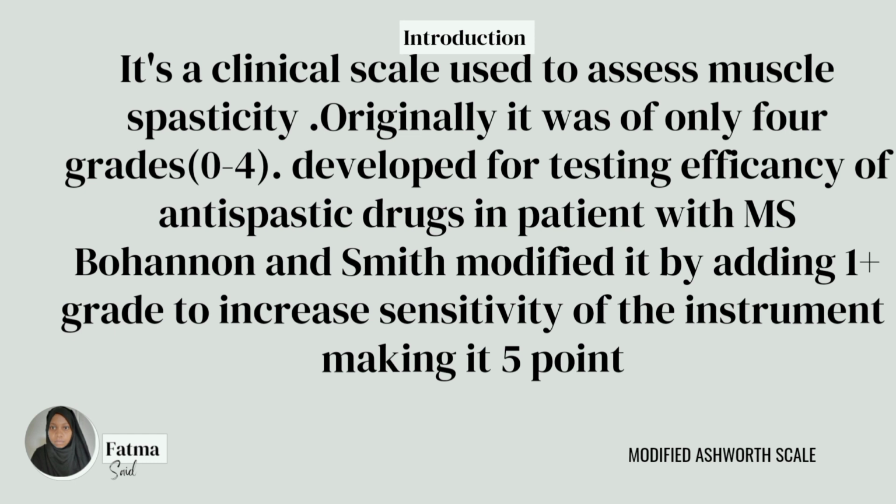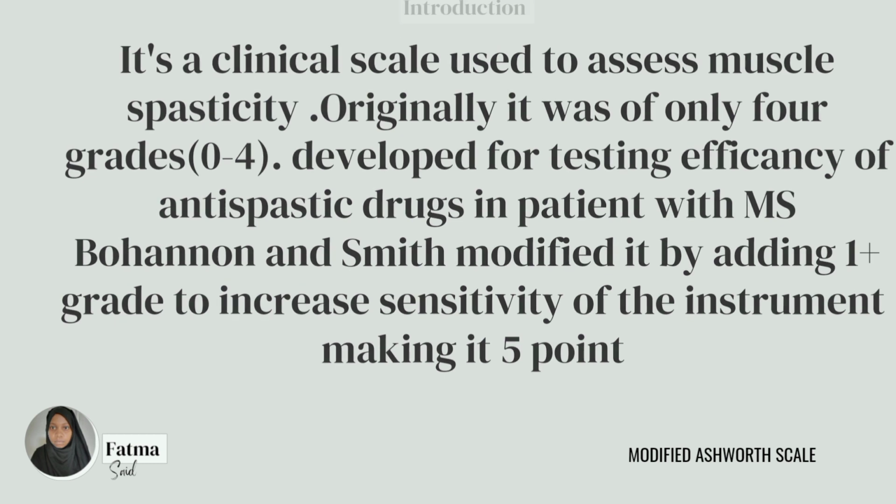Modified Ashworth scale is a clinical scale that is used to assess muscle spasticity. It originally had only 5 grades from 0 to 4, which was called Ashworth, and it was developed for testing efficacy of antispastic drugs on patients having multiple sclerosis. But later on, Bohannon and Smith modified it by adding 1 plus grade in order to increase sensitivity of the instrument, so making it a 5 point scale.